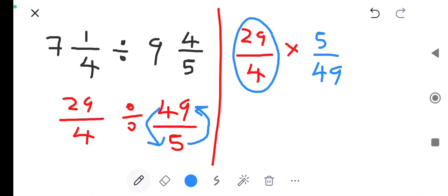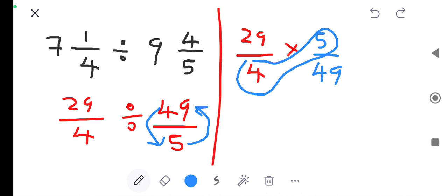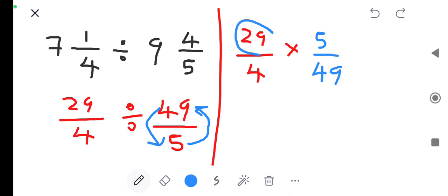Check the diagonal. Apart from 1, there is no number that can divide both 4 and 5. Check the second diagonal. Apart from 1, there is no number that can divide both 29 and 49. So you multiply the numerators. You do 29 times 5.